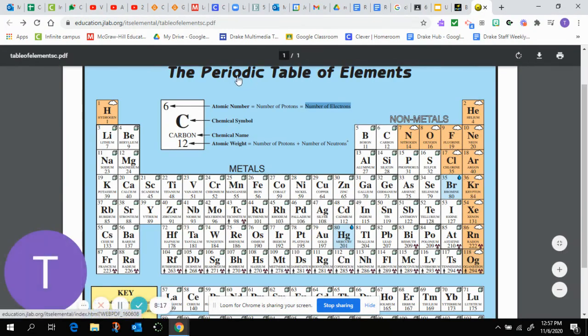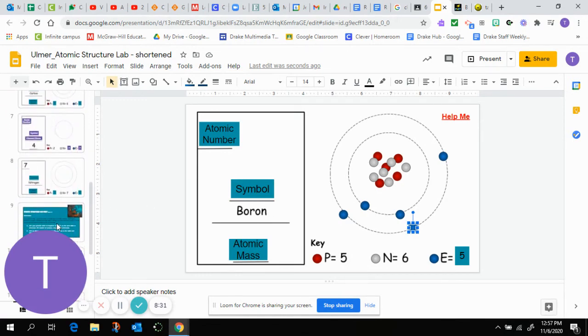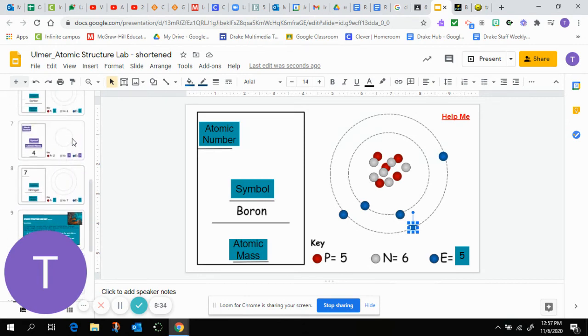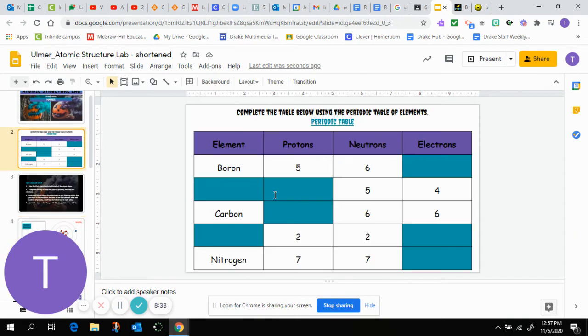I could go to the periodic table, find boron, element number 5. Its atomic number is 5, its atomic mass is 11. So I'm going to plug in that information here, and its symbol is B. You'll follow that same process for the next several slides. You're just given different information on each of them, and they refer back to the elements that were here on this first table.